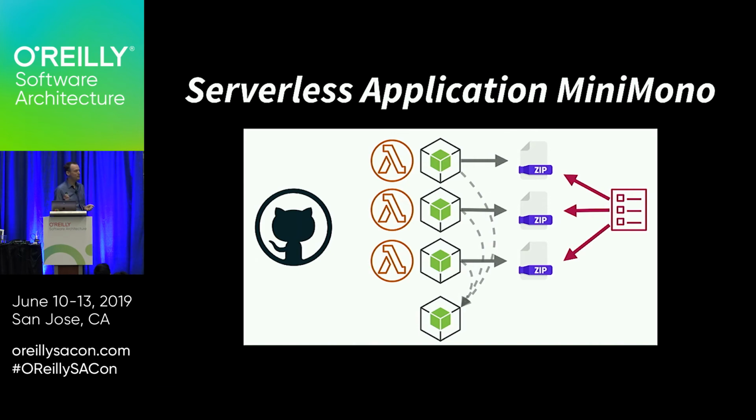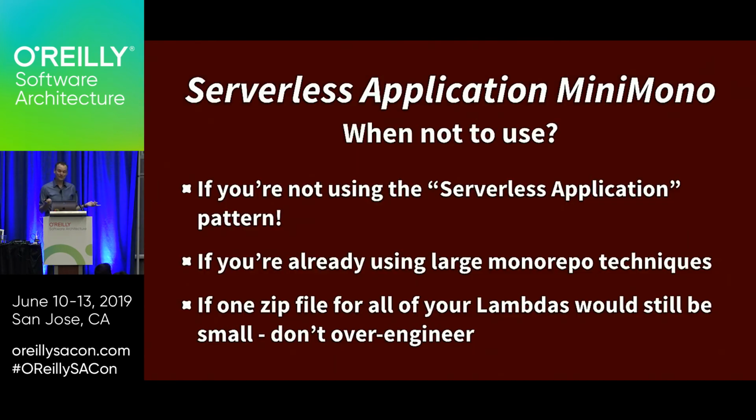Okay, so when do we not use this? This seems like, well, you would always use this, right? Well, obviously, if you're not using the serverless application pattern, then this wouldn't really work. This is really built for that. It's really sort of a derivative of that serverless application pattern. But also, if you're already working in a large monorepo way, you can probably just carry on working in a large monorepo way. You don't have to throw all that away when you're working in a serverless way, and try and combine some of those monorepo techniques to solve this problem in a similar way.